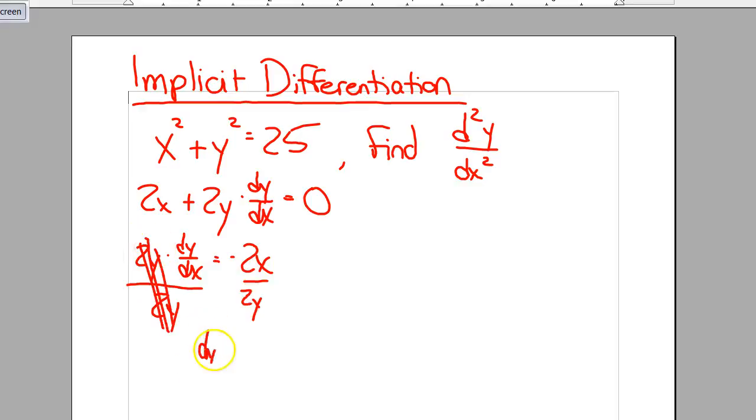Those cancel. And typically, I would just tell you to leave it as negative 2x over 2y. There's no reason to simplify it. You might screw up. But in this case, I'm going to cross those out because I have to keep going. So I'm going to write it as negative x over y. And if I have to keep going, I want my next steps to be as easy as possible, right? So now I'm going to take the derivative of this.